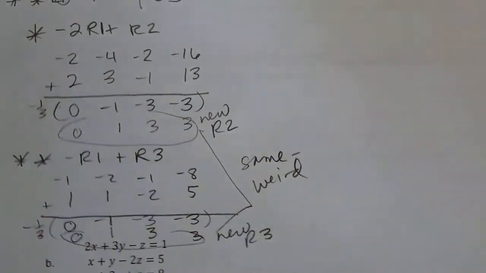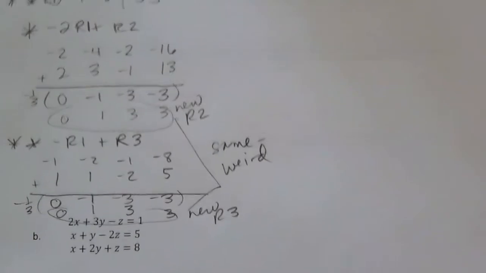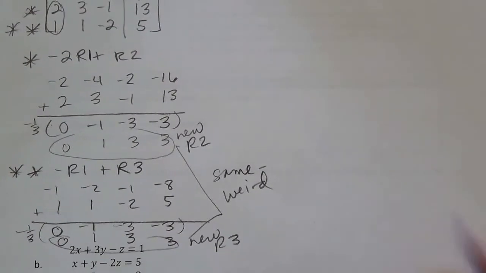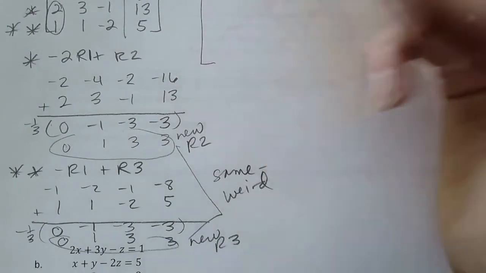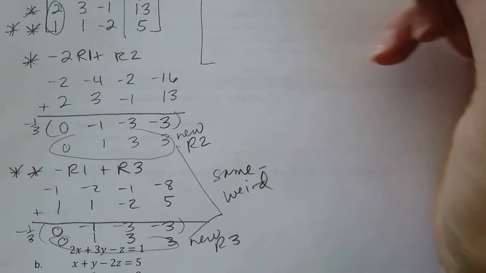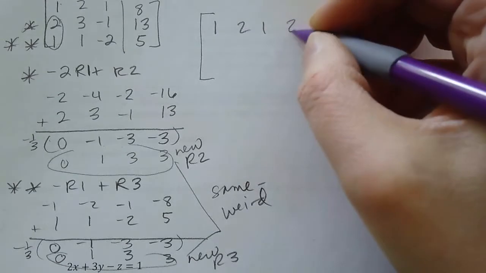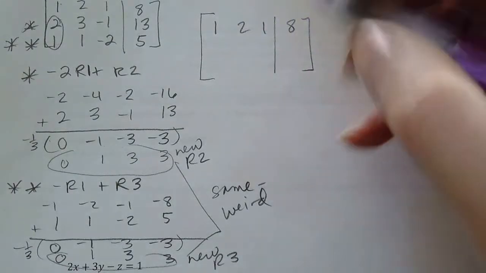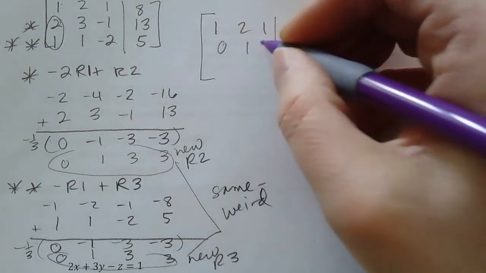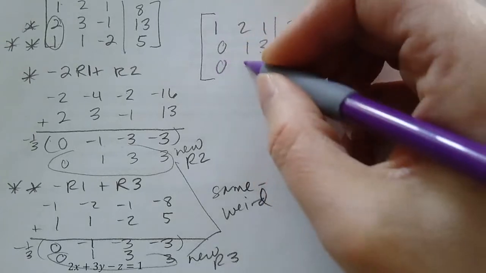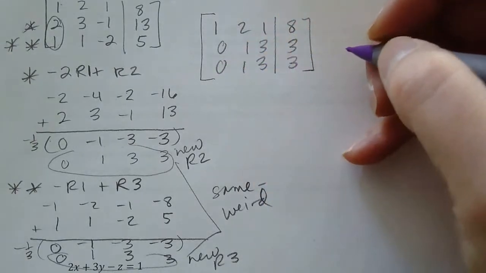Oh, my work kind of got away from me again there. Back out the camera one more time. So I'm going to go ahead and write my new matrix. So my new matrix, my row 1 has not changed. So I have 1, 2, 1, 8. My middle row is now the 0, 1, 3, 3, and that's also my row 3. So row 2 and row 3 are the same.